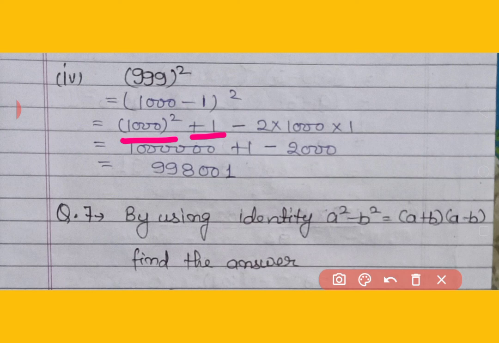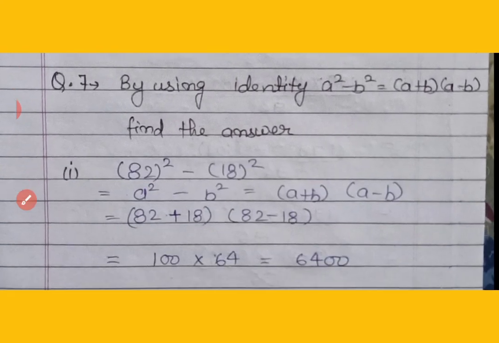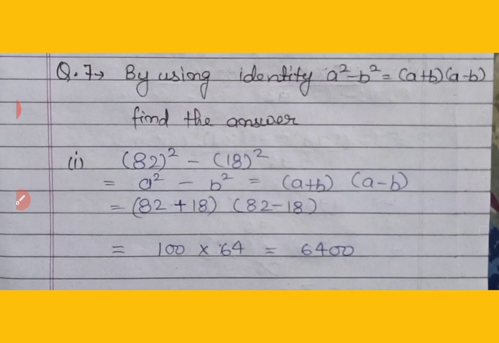Now 2 multiplied by a multiplied by b. So 2 multiplied by 1000 multiplied by 1. So 1000 square became 10 lakh. Clear? Plus 1 minus 2000. So after the addition and subtraction, we have found 9,98,001 will be the answer.